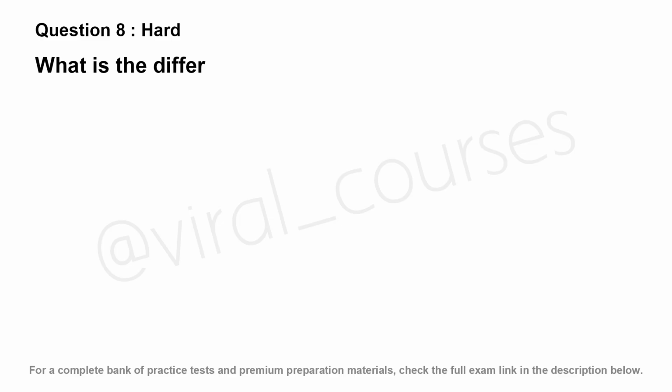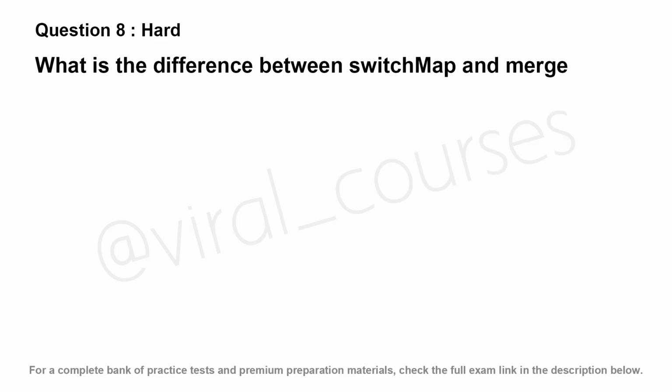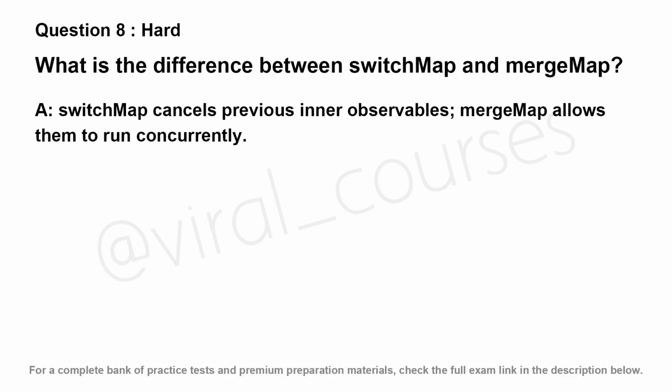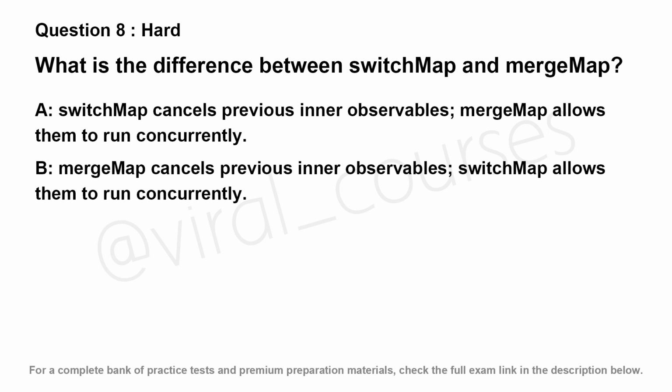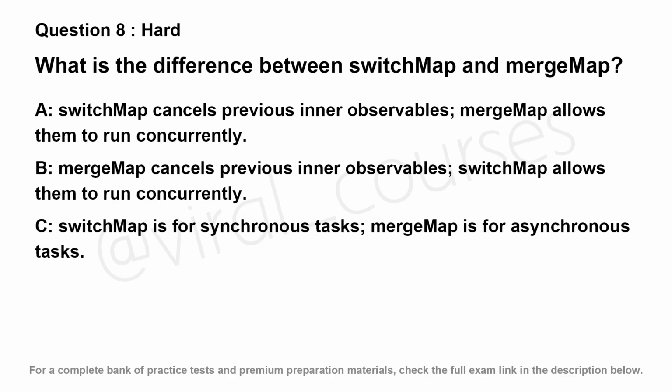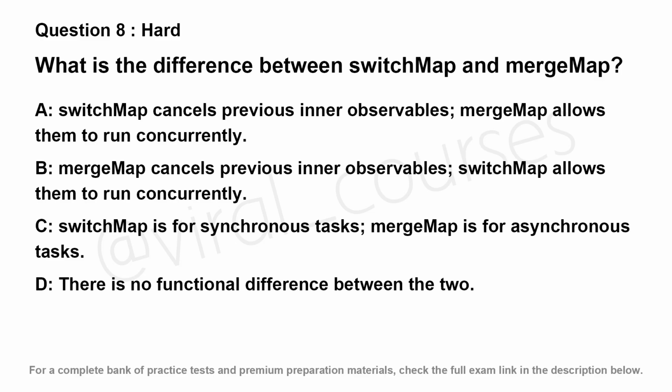What is the difference between switchMap and mergeMap? Option A. switchMap cancels previous inner observables. mergeMap allows them to run concurrently. Option B. mergeMap cancels previous inner observables. switchMap allows them to run concurrently. Option C. switchMap is for synchronous tasks. mergeMap is for asynchronous tasks. Option D. There is no functional difference between the two.